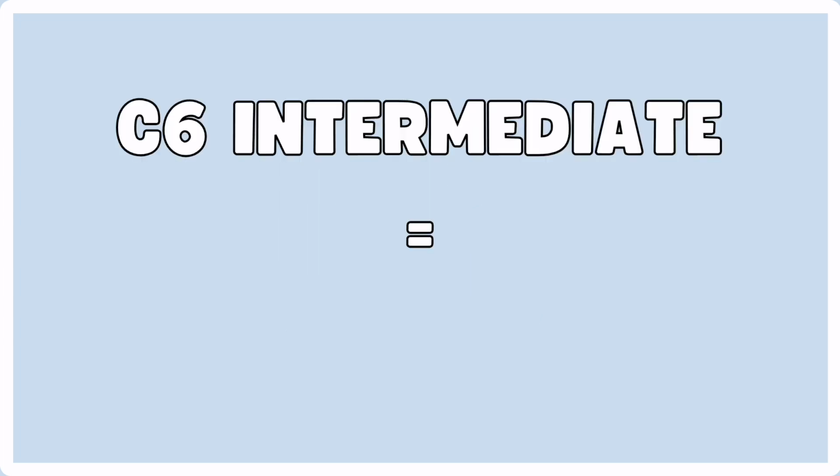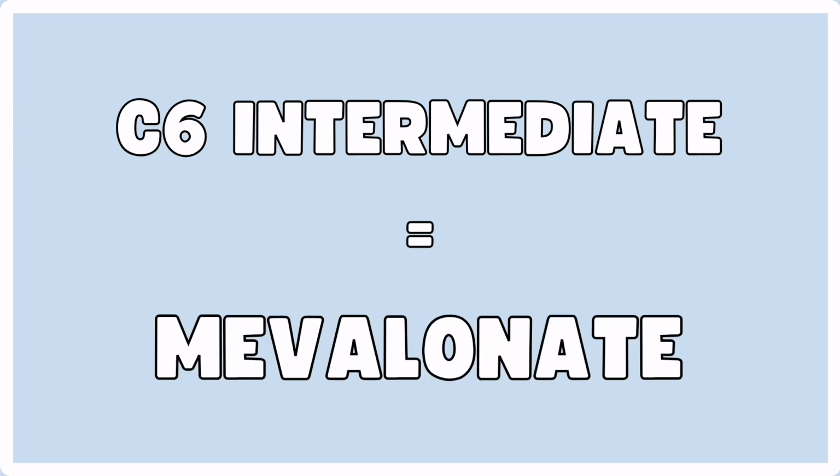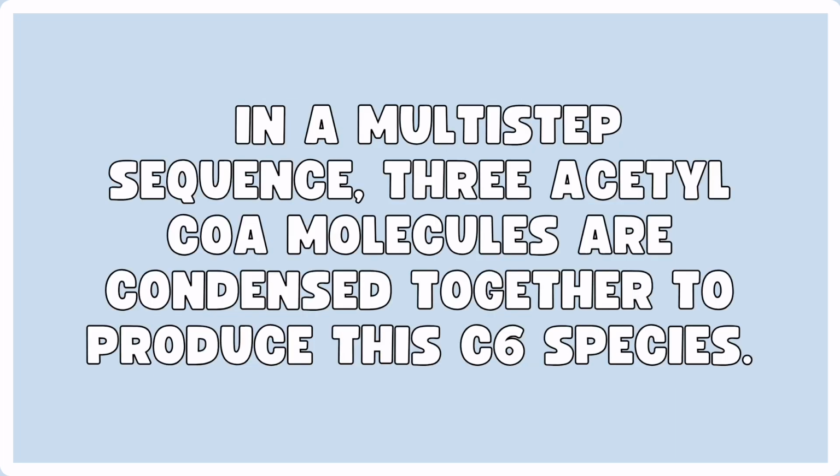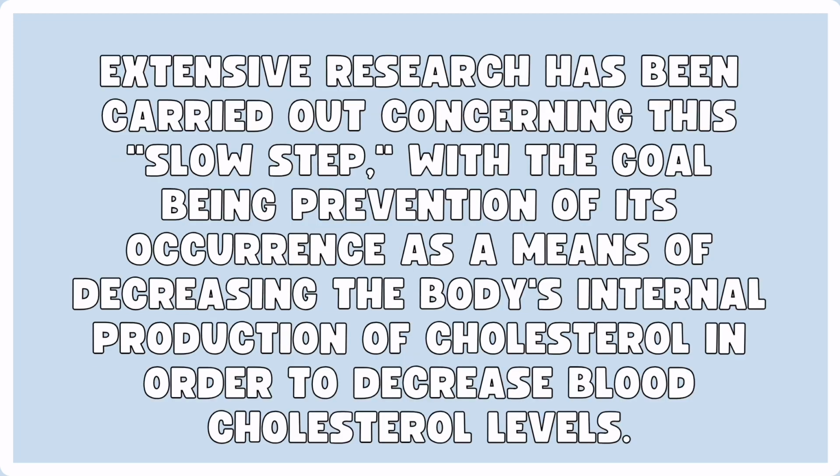The rate-determining step in the formation of cholesterol occurs early in its biosynthesis. It involves the formation of the C6 intermediate mevalonate. In a multi-step sequence, 3 acetyl-CoA molecules are condensed together to produce the C6 species. Extensive research has been carried out concerning this slow step, with the goal being prevention of its occurrence as a means of decreasing the body's internal production of cholesterol in order to decrease blood cholesterol levels.